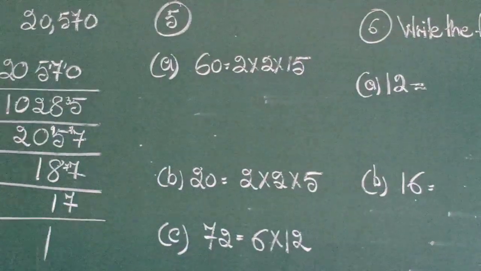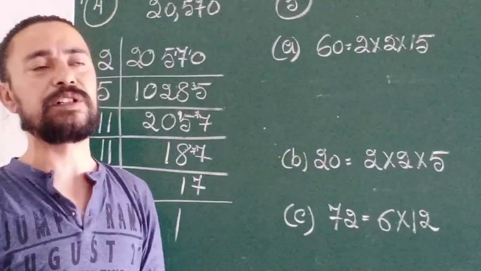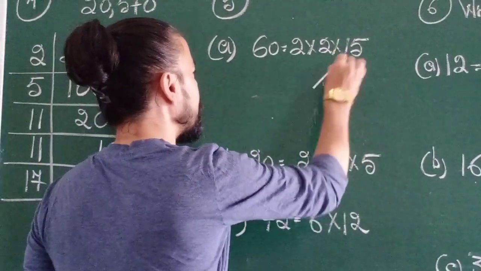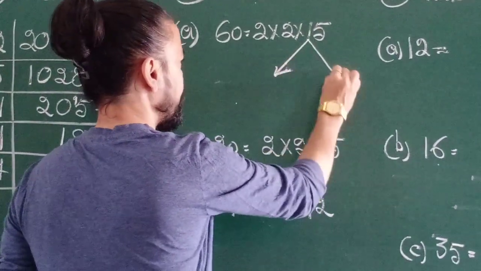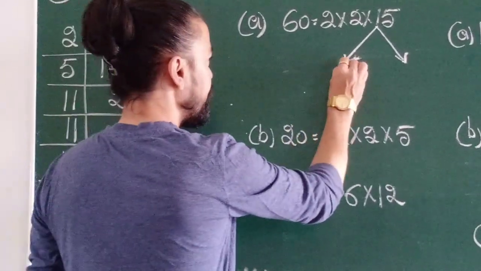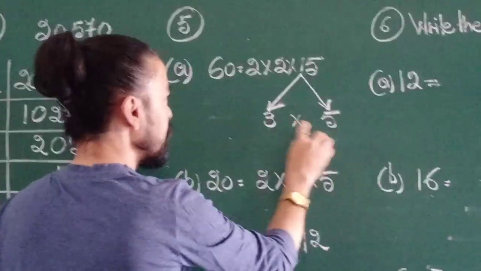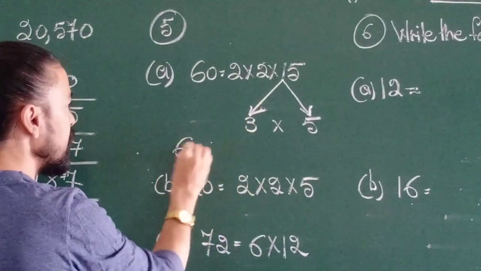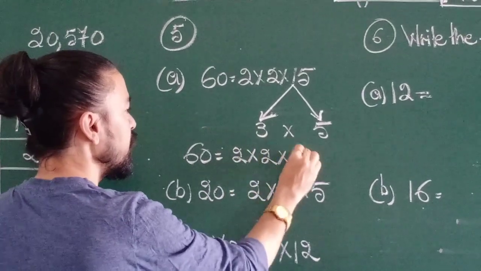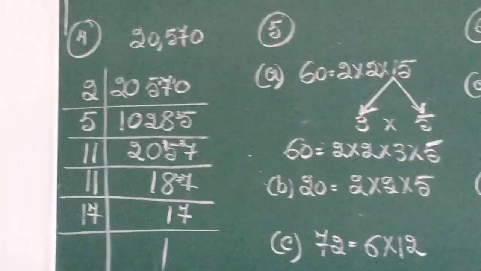But are these prime numbers? 2 and 2 are prime numbers, but 15 is not a prime number. It is a composite number. So how can I split this 15 into 2 prime numbers? 3 5s are 15. Both are prime numbers. So now the 60 can be written as 2 into 2 into 3 into 5. That's how you do it.